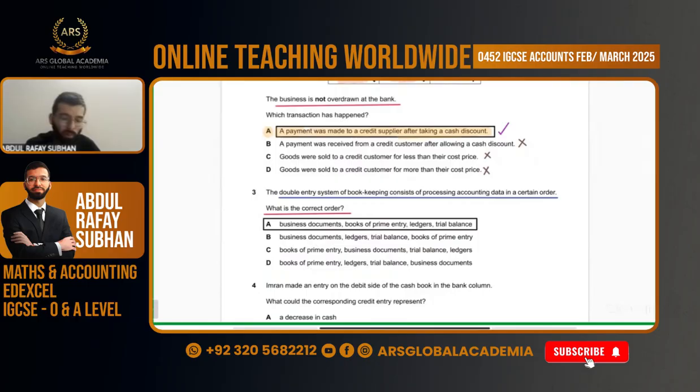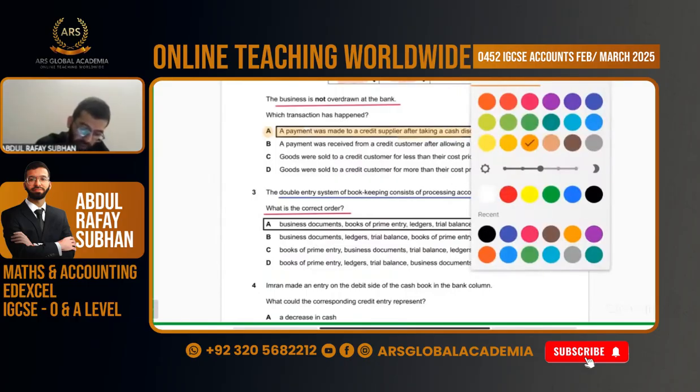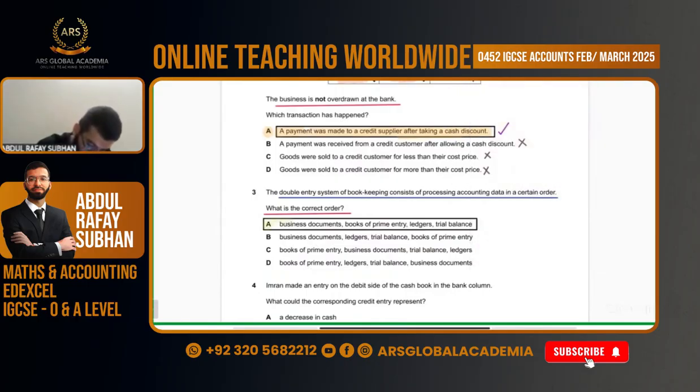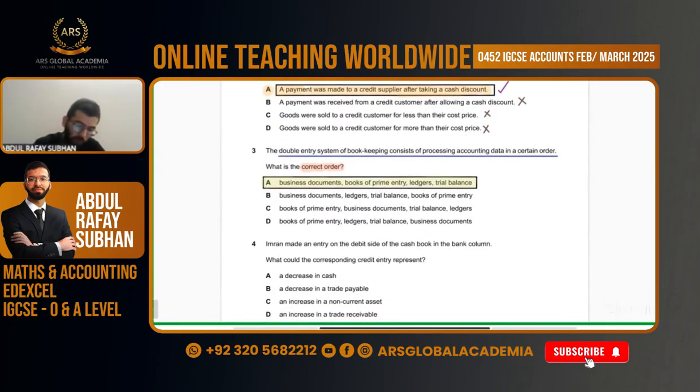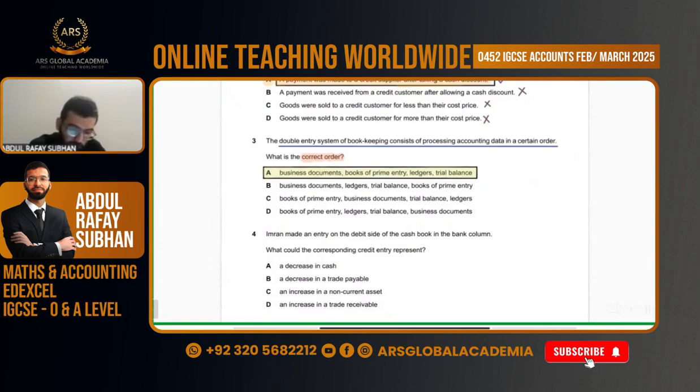You have to start with business documents, as available in the notes as well. We always talk about business documents first, and then we go on to books of prime entry, and then the ledgers and the trial balance. So that is basically the correct order, students: business documents, books of prime entry, ledgers, and trial balance. Then four is basically question number four.